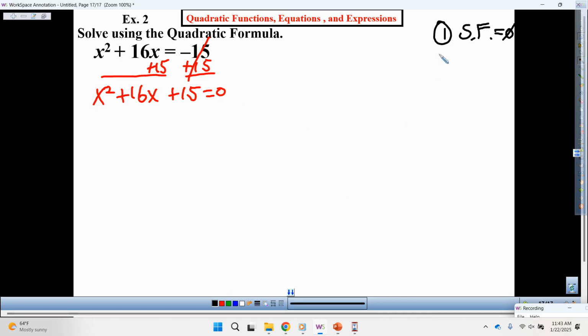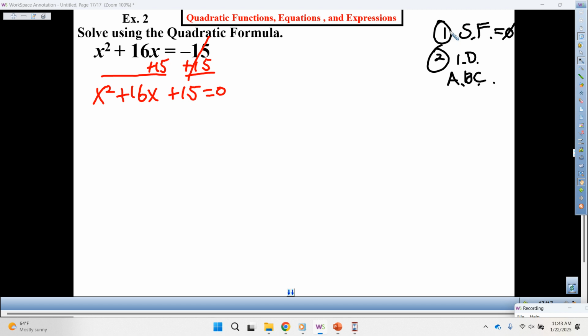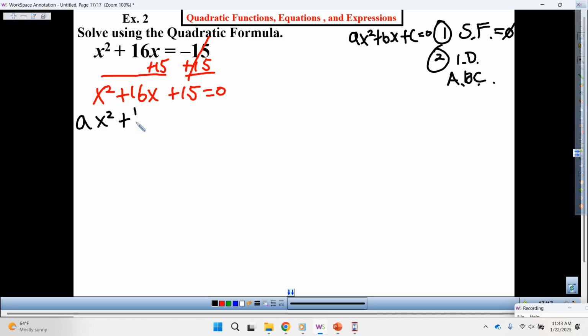Step 2, identify a, b, c. So let me take you back. What is standard form? Standard form needs to look like this: ax squared plus bx plus c equal to 0. Does this one look like this? All right, so let me write it underneath so you guys can see it. ax squared plus bx plus c equals 0. Therefore, let's identify all three of them.